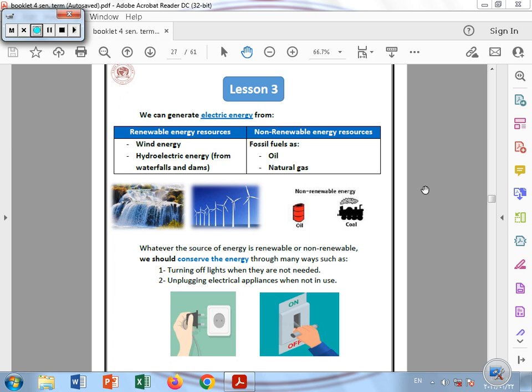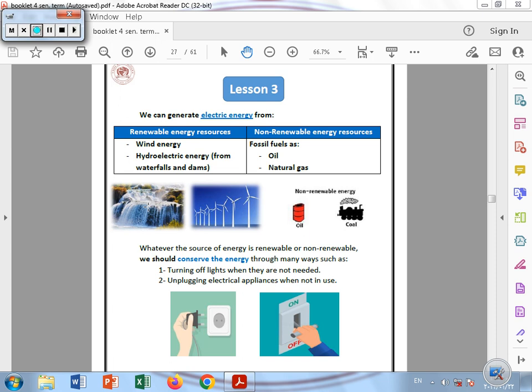In this lesson we are going to talk about how we can generate electric energy from the main types of energy resources. They are renewable and non-renewable. So how can we get energy from the renewable and the non-renewable energy resources? We can use wind energy and hydroelectric energy that comes from waterfalls and dams to produce electric energy, and we are going to discuss this in more detail in concept 3, inshallah.